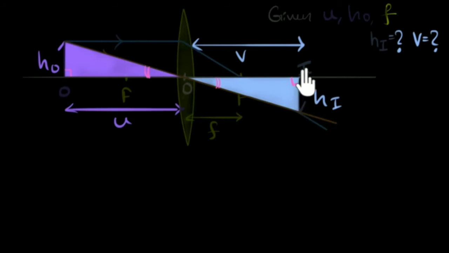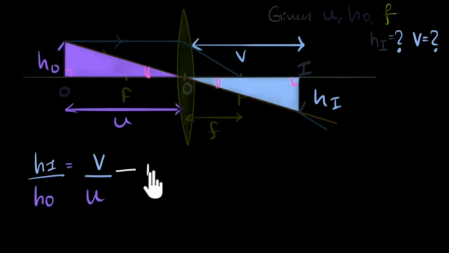Therefore, if you take this height and divide by this height, so if you take hi and divide by ho, that should be the same as the ratio of any other side. So we can take this now. That should be the same as v divided by u. So that's equal to v divided by u. So we have found one equation.